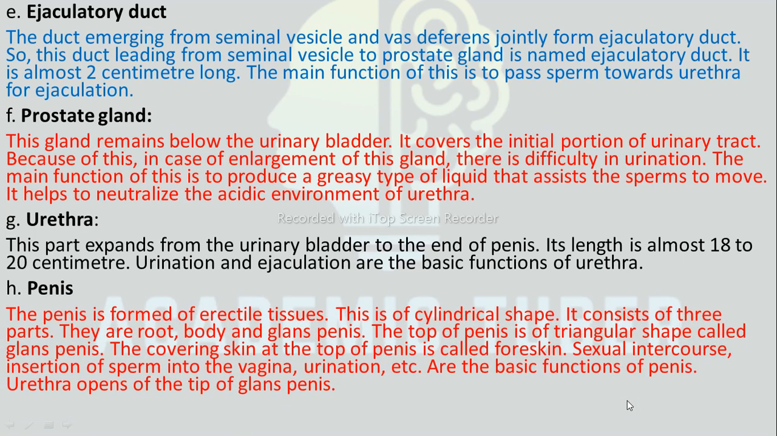Penis. The penis is formed of erectile tissue. This is of cylindrical shape. It consists of three parts. They are root, body, and glans penis. The top of the penis is of triangular shape, called glans penis. The covering skin at the top of the penis is called foreskin. Sexual intercourse, insertion of sperm into the vagina, urination, etc. are the basic functions of the penis. The urethra opens at the tip of the glans penis.